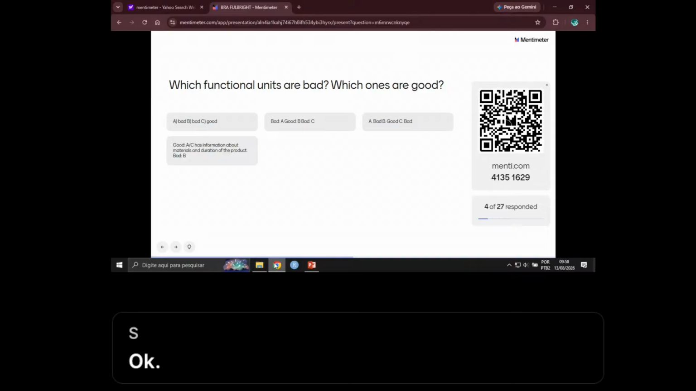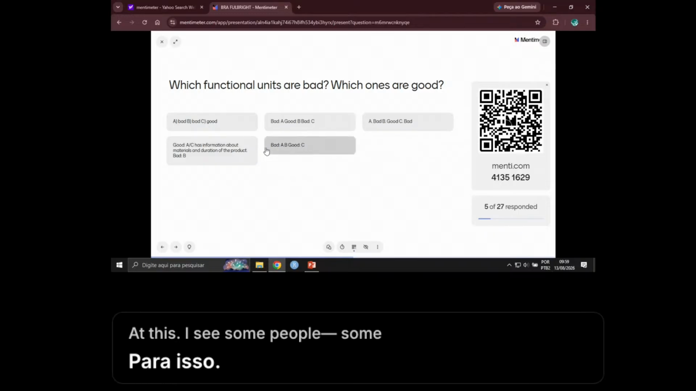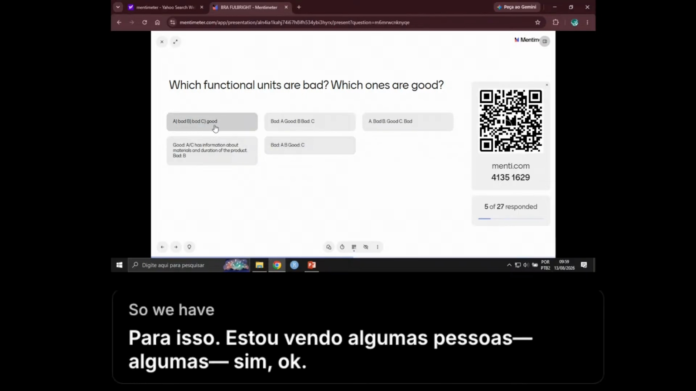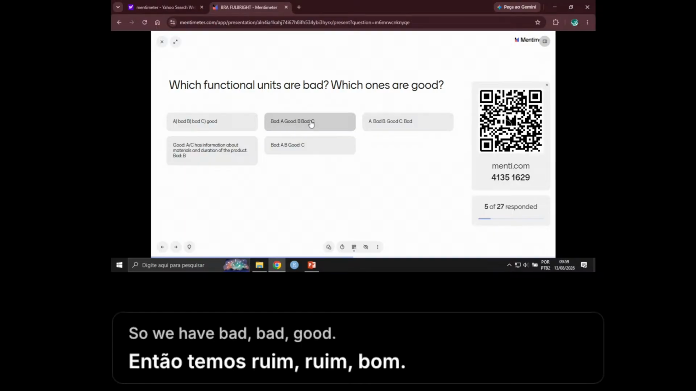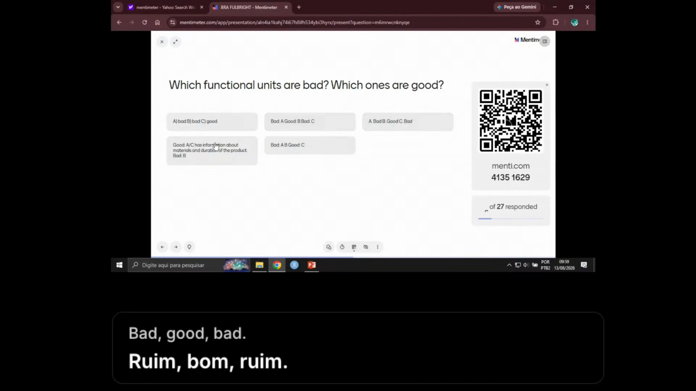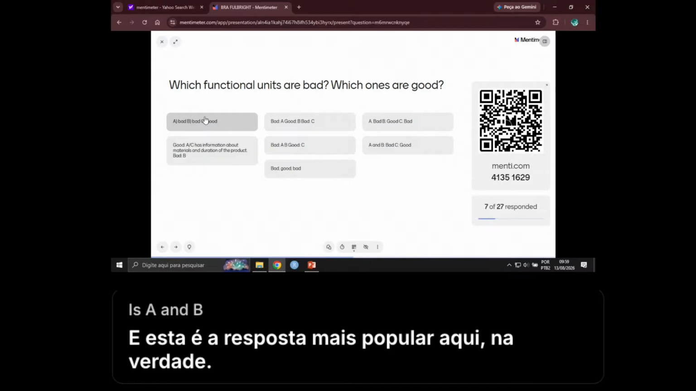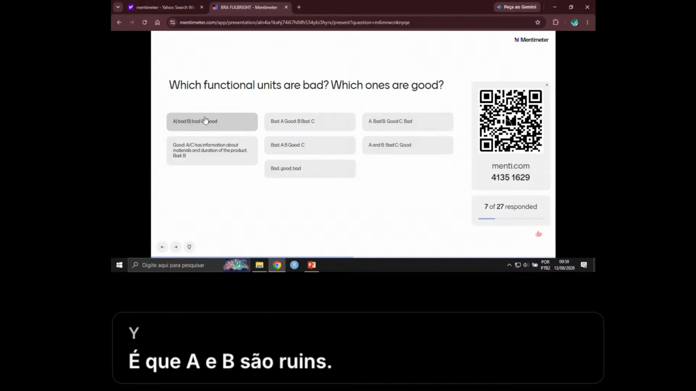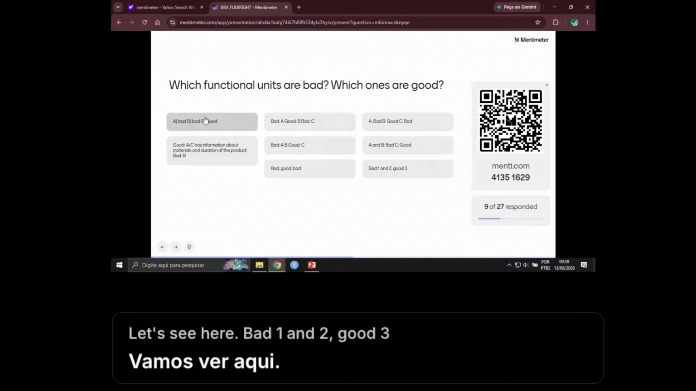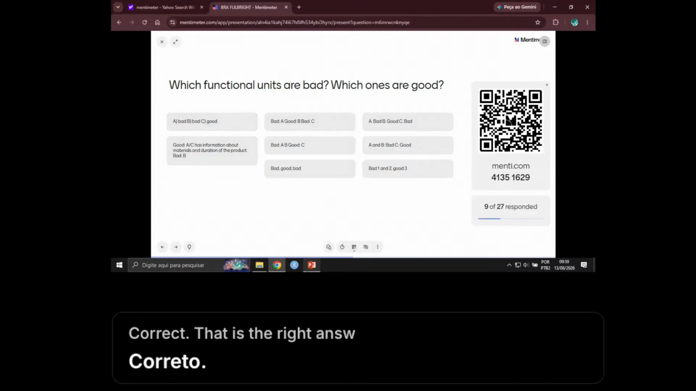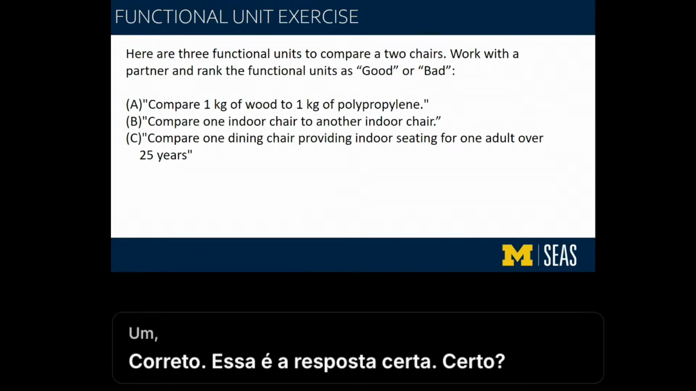So, looking at this, I see some people, yes, okay. So we have bad, bad, good, bad, good, bad, bad, good, bad. I see good, bad, good. And this is the most popular answer right here, actually, is A and B are bad. Yep. And C is good. Let's see here. Bad 1 and 2, good 3. Correct. That is the right answer, right? You can see here.